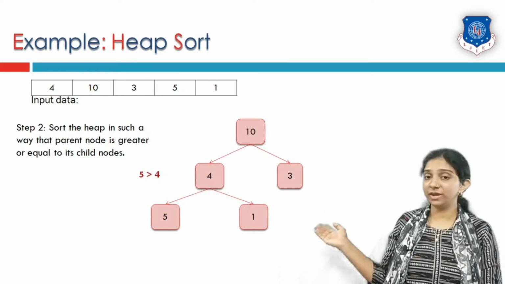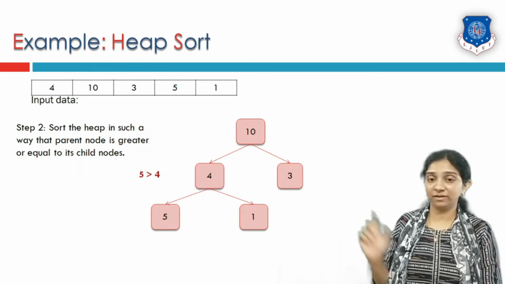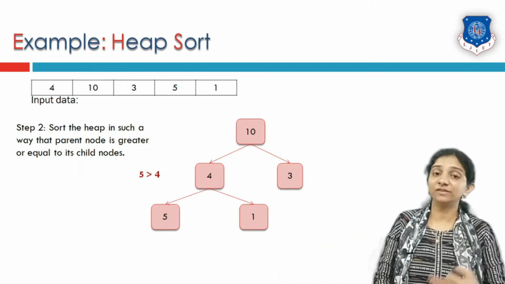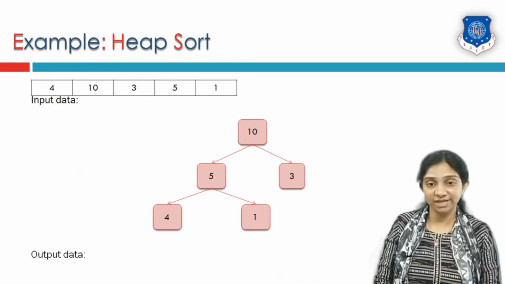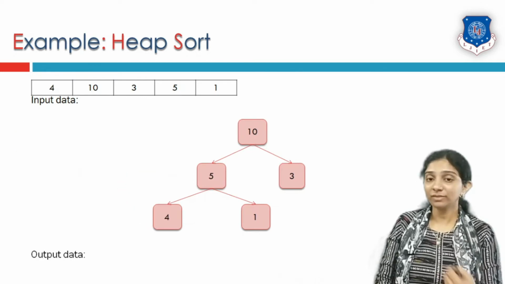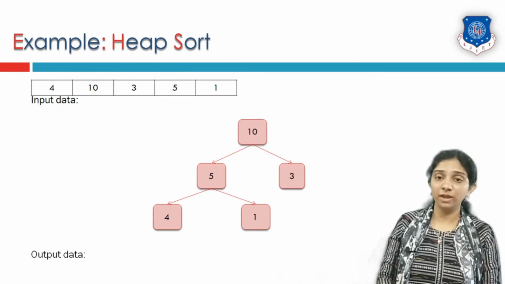But is it a heap tree? Consider the lower subtree where 4, 5 and 1 are. 5 is greater than 4, so it must be the parent of these. So we have to change our location. Now verify once more. Is it a heap tree?